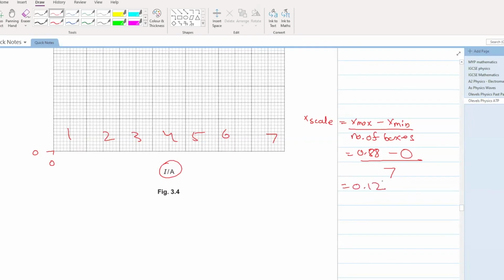So you will have to plot 0.12 as each of your units, which doesn't seem a good scale. What can we instead do? We can say that each big box will approximately represent 0.2. Perfect. This is 0.2, this is 0.4, 0.6, 0.8, 1, 1.2, 1.4. This looks like a much better scale than the 0.12 one.